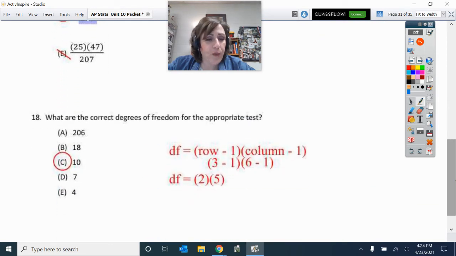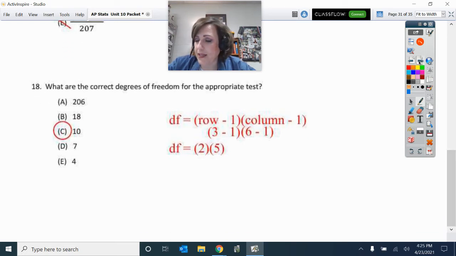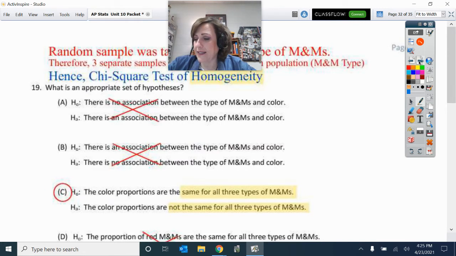Number 18, appropriate degrees of freedom. Row minus 1 times columns minus 1. So that was 2 times 5. Degrees of freedom, 10. And number 13, okay.